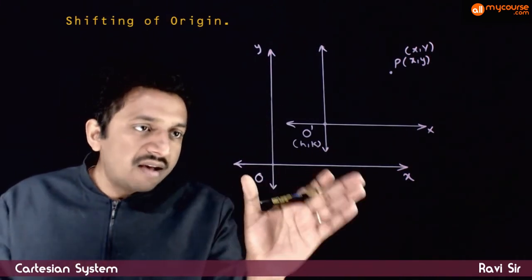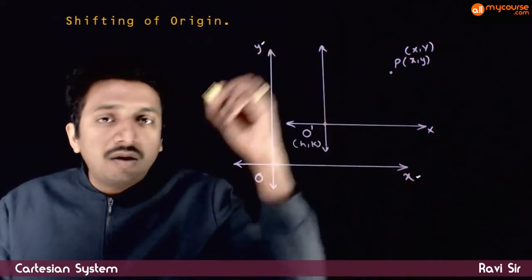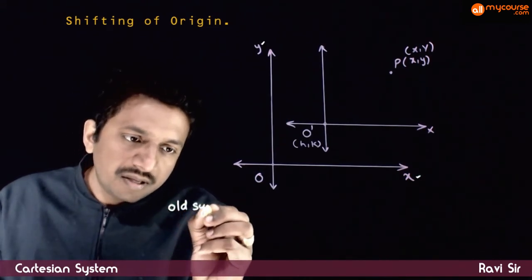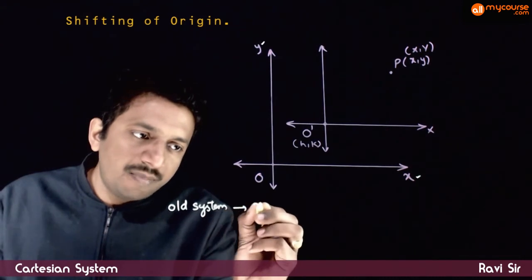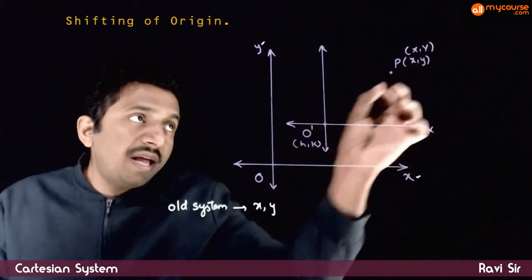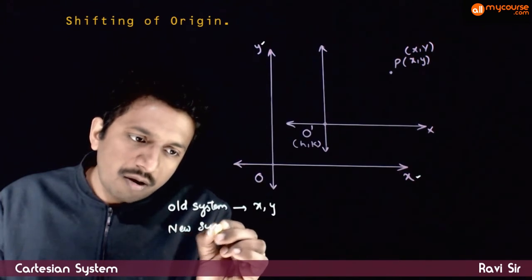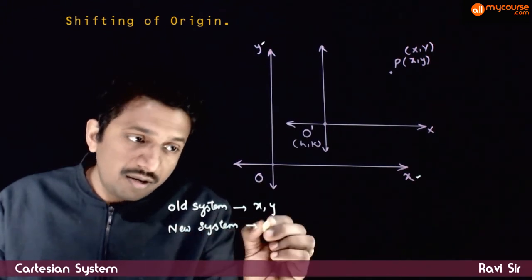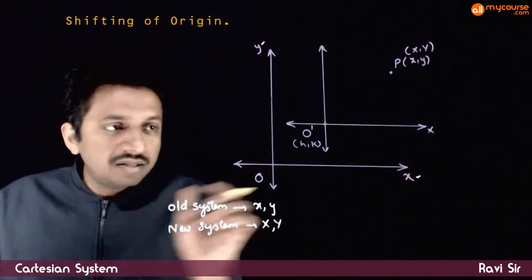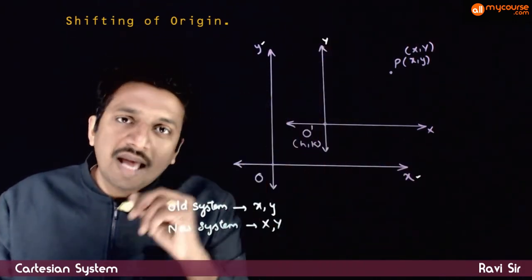So let us say that you have an original coordinate system which is denoted by small x, small y. This is a standard convention. So the old system is denoted by small x and small y. Even the old coordinates of the point are denoted by small x comma small y. And the coordinates according to the new system are denoted by capital X comma capital Y. So let us use this convention. Now let the old axis be small x small y and the new axis be capital X capital Y.